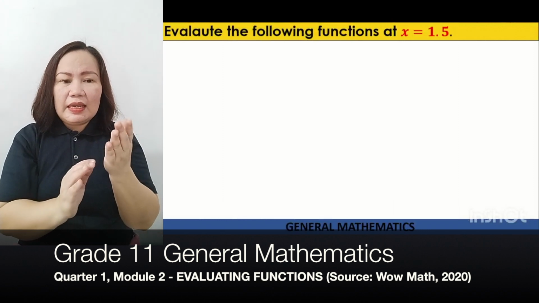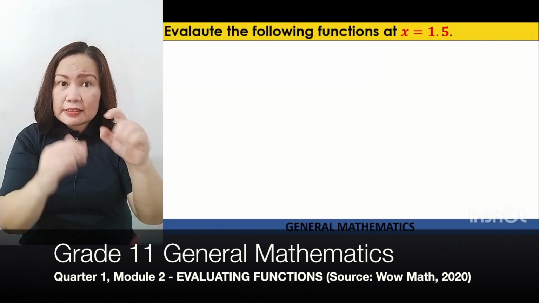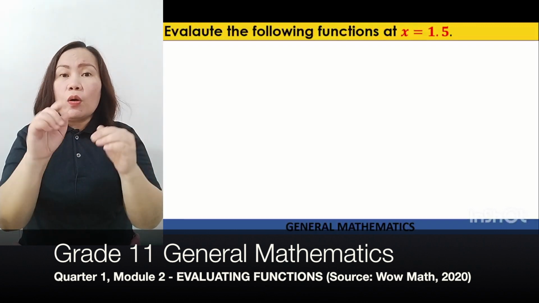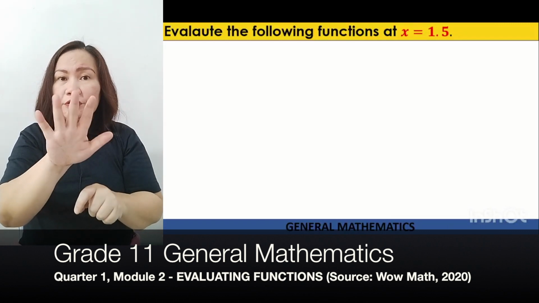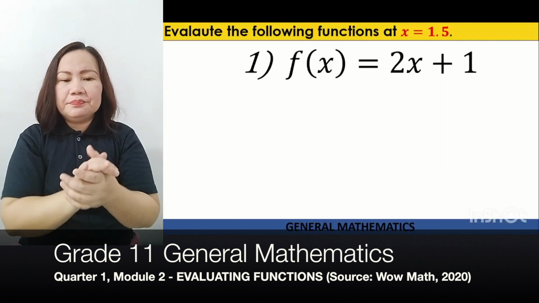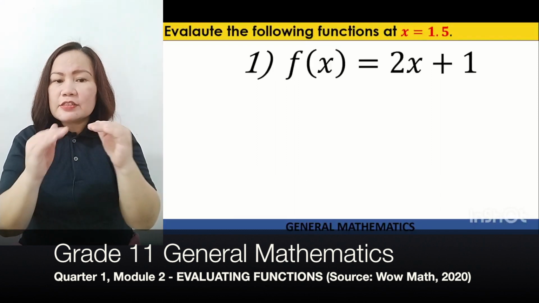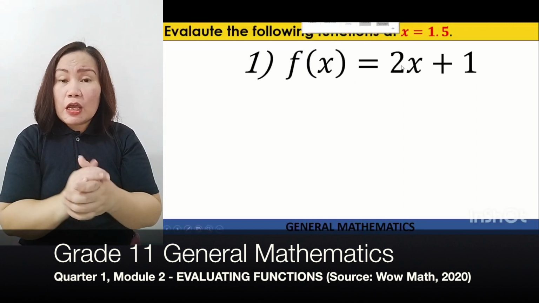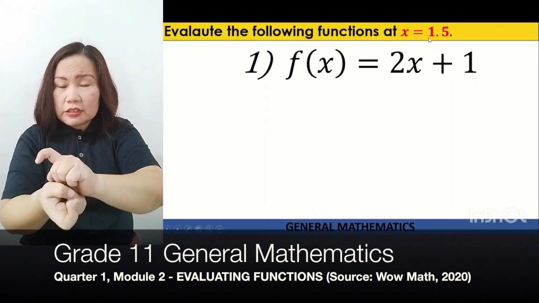Evaluate the following function at x is equal to 1.5. So the value of x is 1.5. Ang gagamitin natin na value ng x is 1.5, siya yung ipapalit natin sa lahat ng x sa given function. First function: f of x is equal to 2x plus 1. Nandito yung x natin, papalitan natin siya ng 1.5.